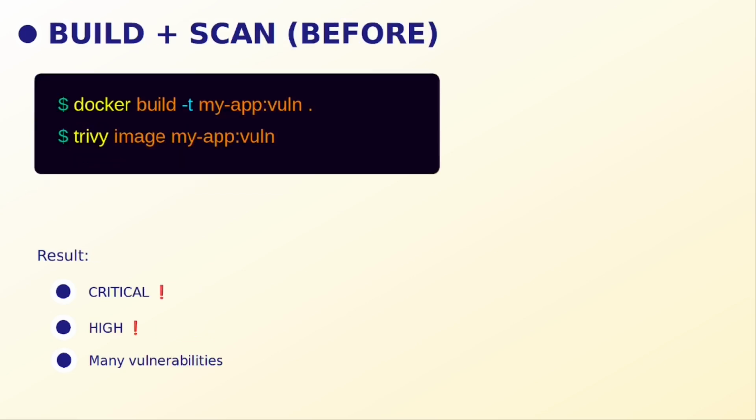Build and scan, before. Next, we build and scan the image. We run docker build and the trivy image command. After scanning, we see the result. Many critical vulnerabilities, many high vulnerabilities. This means the image is not safe for production. Even though the app is simple, the system is risky.